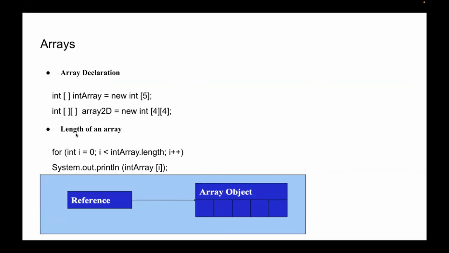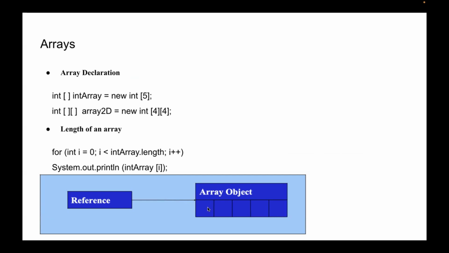So see, length of an array. This we had already seen how we compute the length of an array. That is by dot length, meaning array reference dot length. Whatever reference variable you have created for the array, if you do a dot length for that, you will get the length of the array. So here basically it is reference. This reference is pointing to the array object.